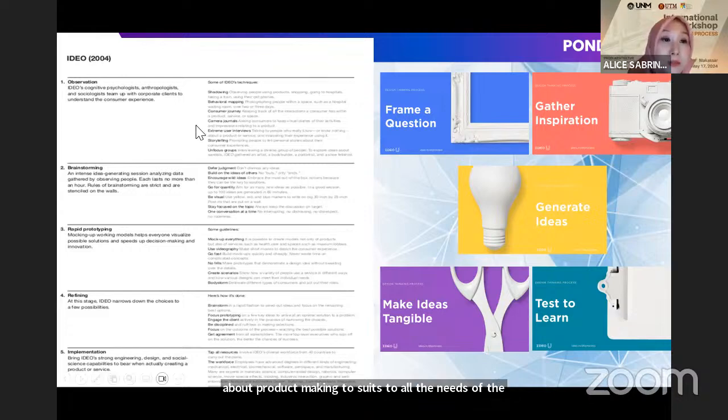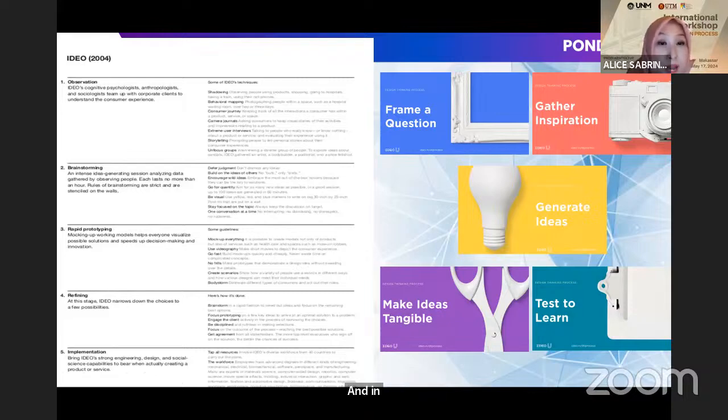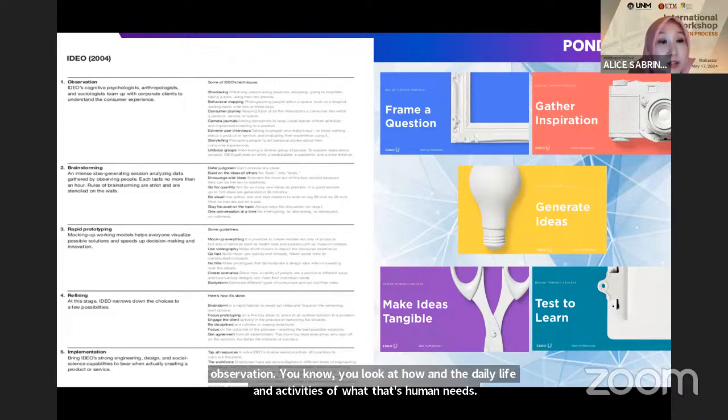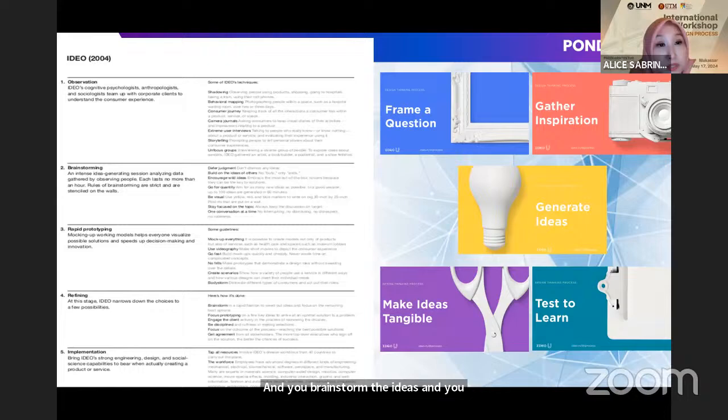And in IDEO, they believe in these 5 steps, which is observation. You look at the daily life and activities of what humans need. And you brainstorm the ideas and you come up with rapid prototyping and you test the prototype that you produce, and then you refine it again, and then you come to the process of implementation.